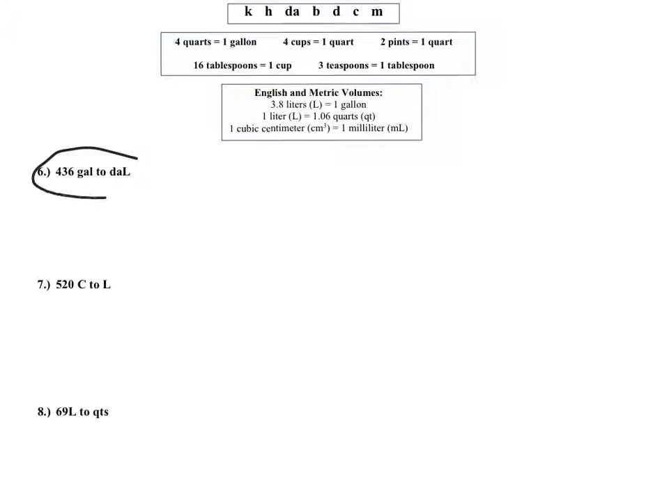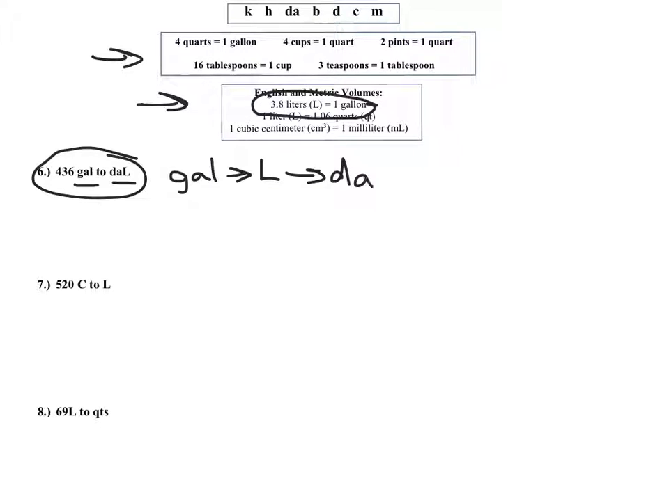So if we look at number 6 here, it looks like I'm starting in gallons and I need to end in decaliters. When looking up at the top at my conversions, there's nothing that goes right from gallons to decaliters. There is, however, something that goes from gallons to liters. So my game plan is, what if I go from gallons to liters, and then once I'm in liters, I then convert quickly to decaliters. So I'm going to do 2 steps, an A and a B step, gallons to liters, and then liters to decaliters. So let's try that out and make that happen.